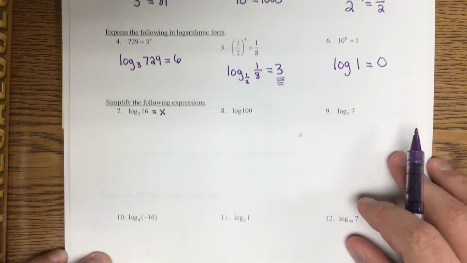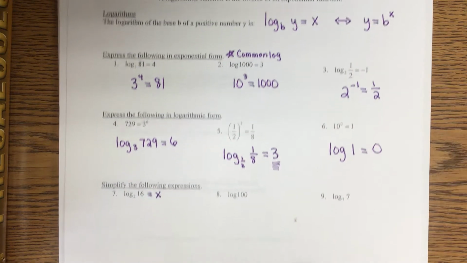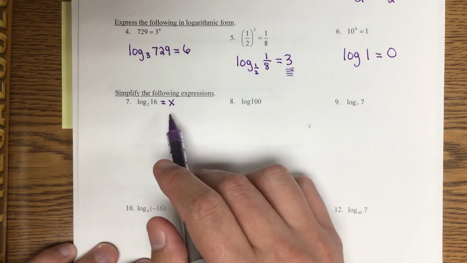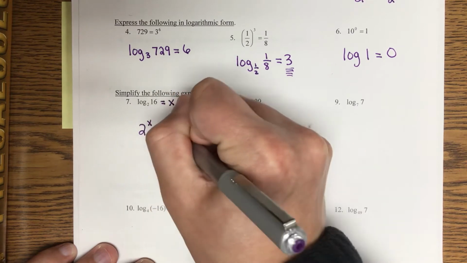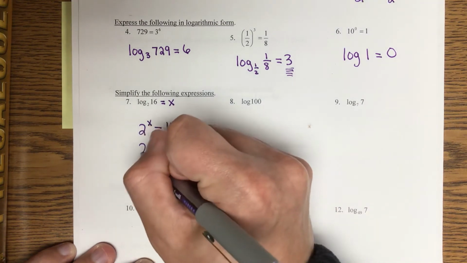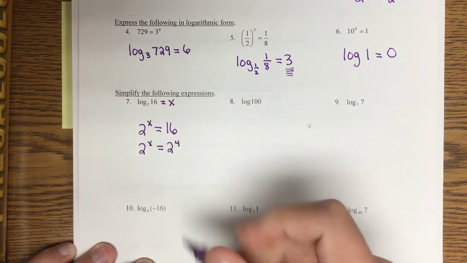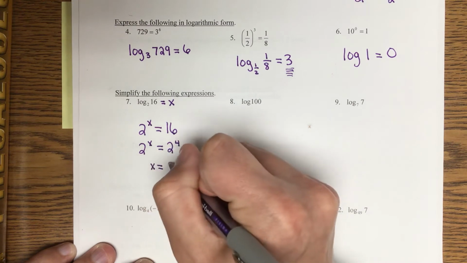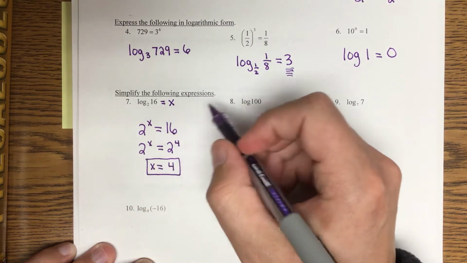Well, to solve this, you are going to convert it using the information at the very top. So I always set it equal to x, take the base, take the power, set it equal to 16. Now that I've converted it, you might have a better idea on how to solve it. We want to get bases to be the same. 16 is 2 to the 4th, and so we have x is equal to 4. So that logarithm would be equal to 4.